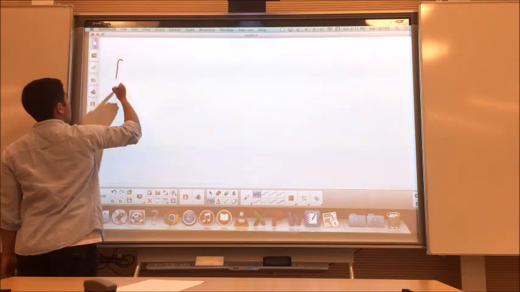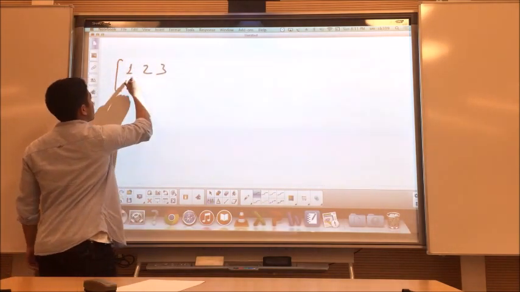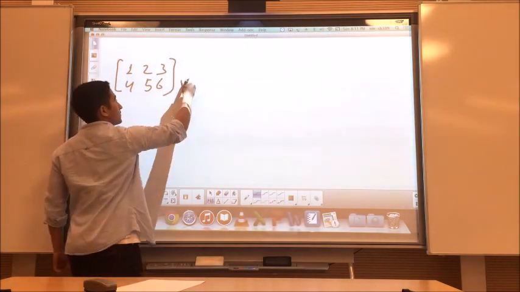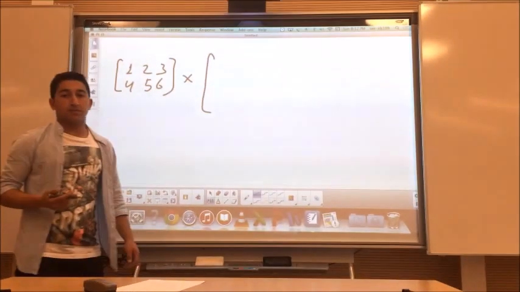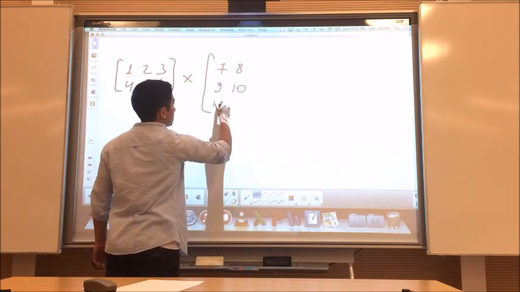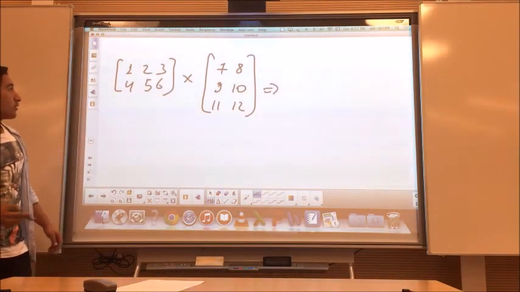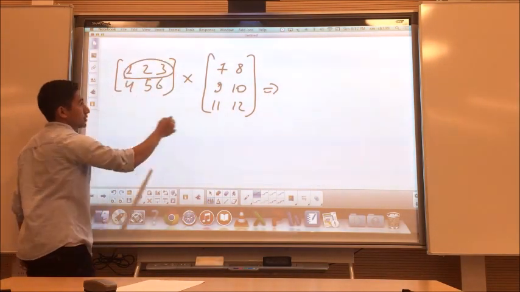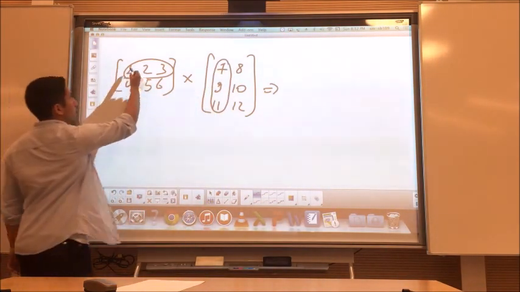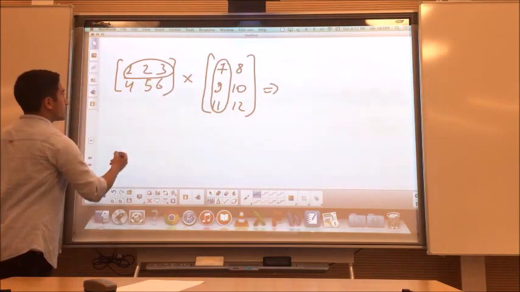For example, let's take one very simple matrix and multiply it by, for example, 7, 8, 9, 10, 11, and 12. So how to multiply these matrices? First we take the first row and multiply it with the first column in matching positions. For example, first one with the first one, second one with the second one, and third one with the third one. So let's do it.